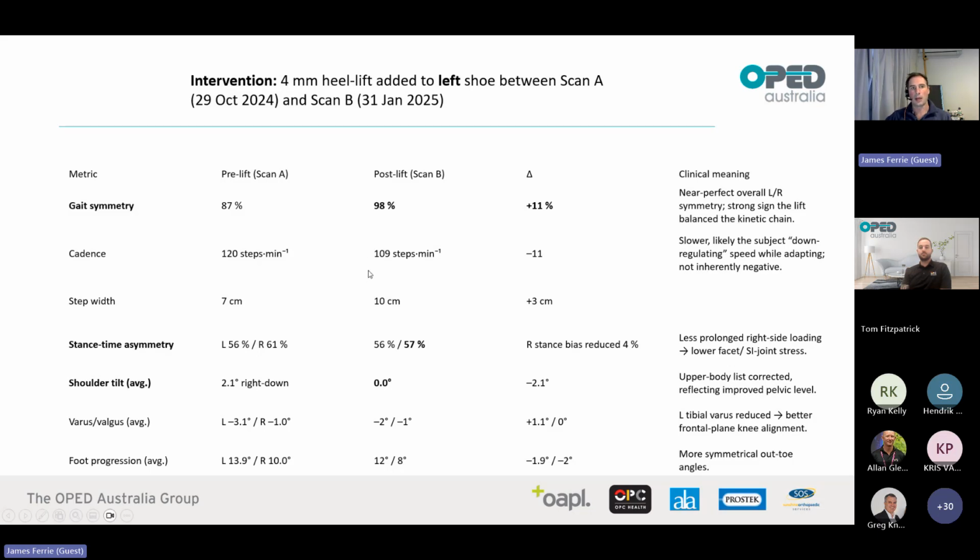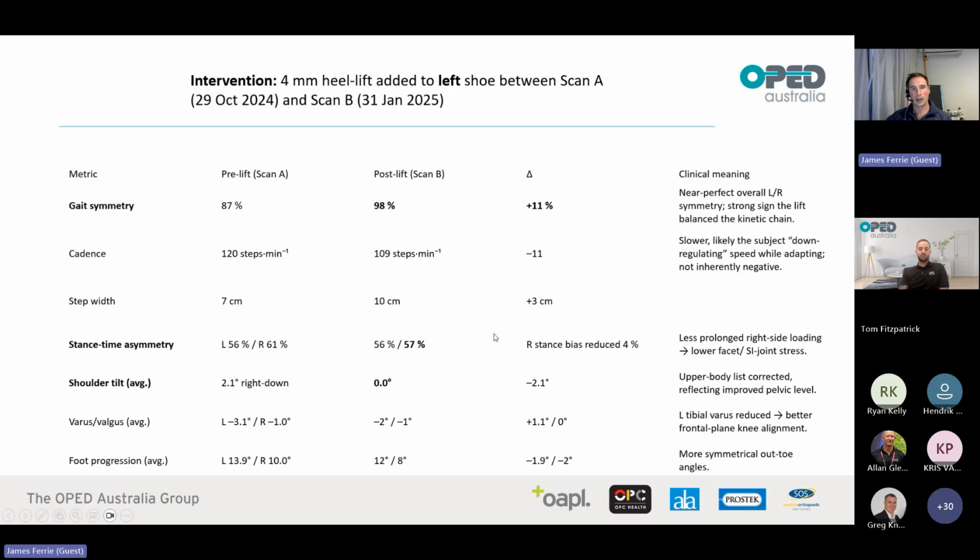And what I did in her case was start off using some different sized heel lifts. And what I ended up using was a 4 mil heel lift into her left shoe. And then I could reassess her straight away. And reassessing her, you see that the gait symmetry automatically popped right back up. So it's increased by 11%.